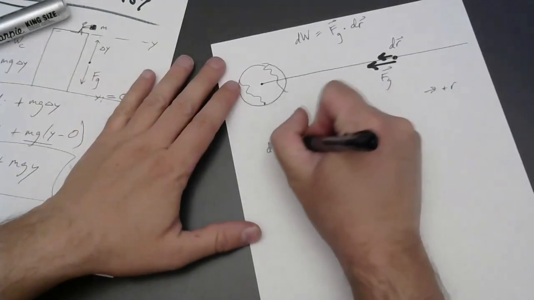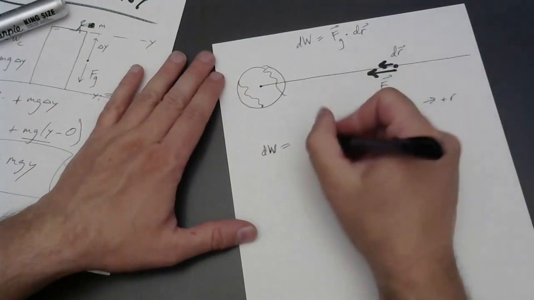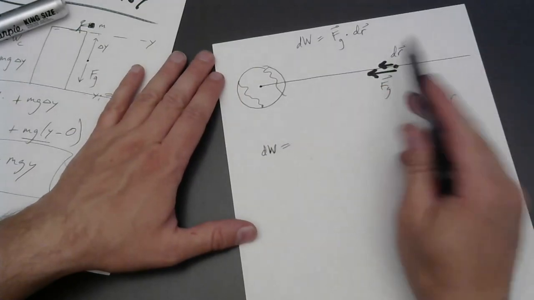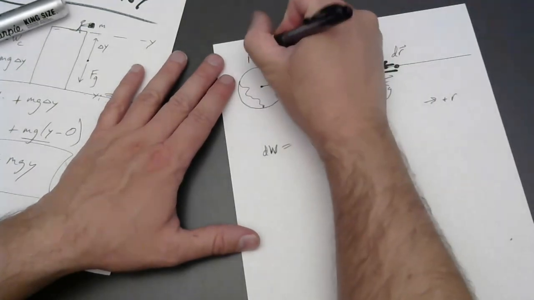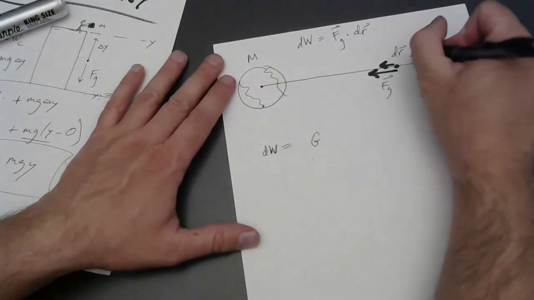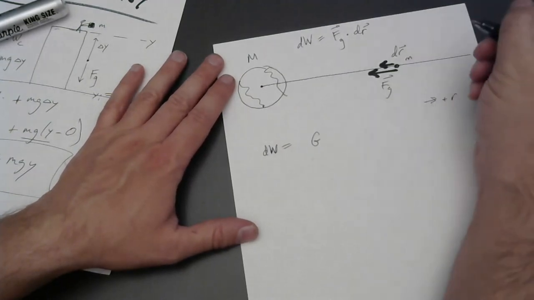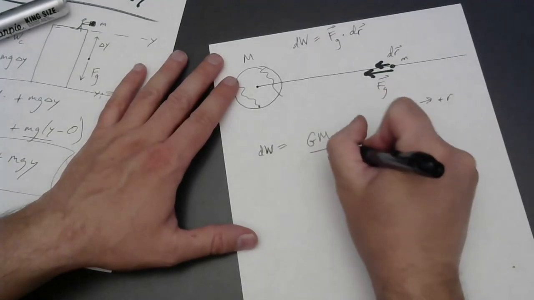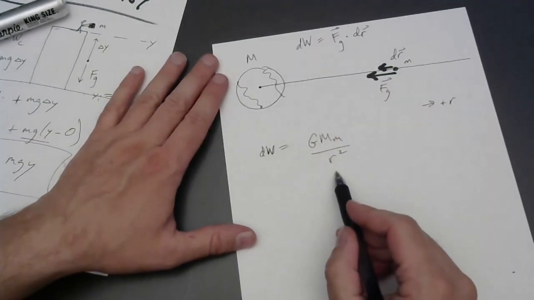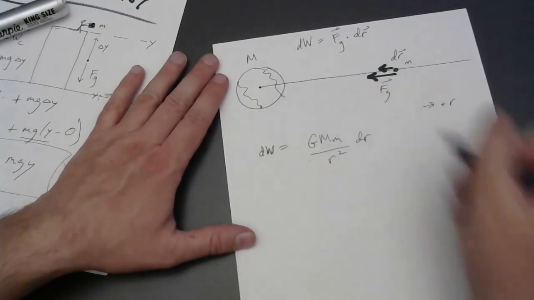dW, the small piece of work done as you allow this mass to fall towards the Earth. Well, that's force times infinitesimal displacement. And we know that the force is G times, how about I just use big M for the mass of the planet and little m for the mass of my falling object, my baked potato, I guess we're going with potatoes today. G big M little m over r squared. This is the force at some arbitrary distance r from the center of the Earth, times dr.